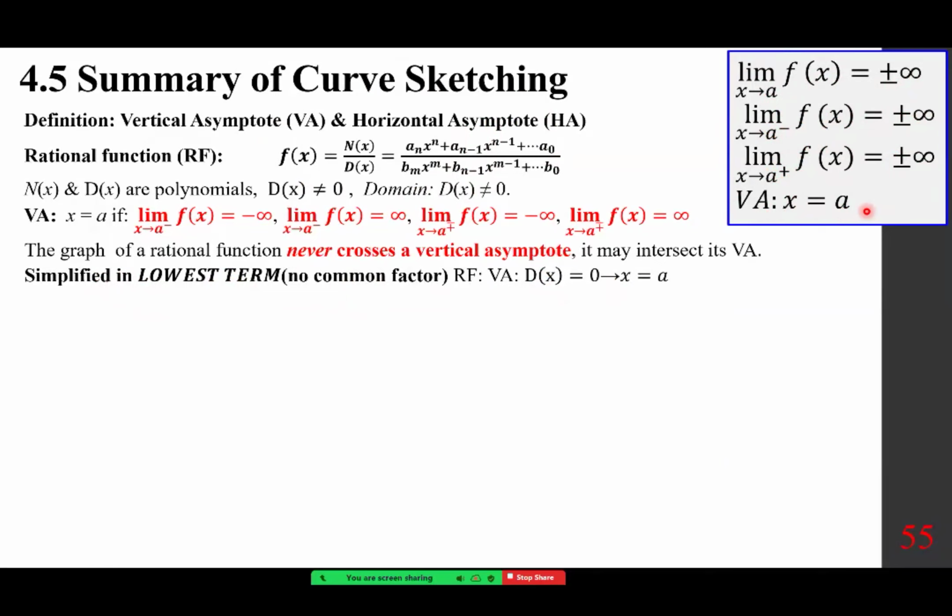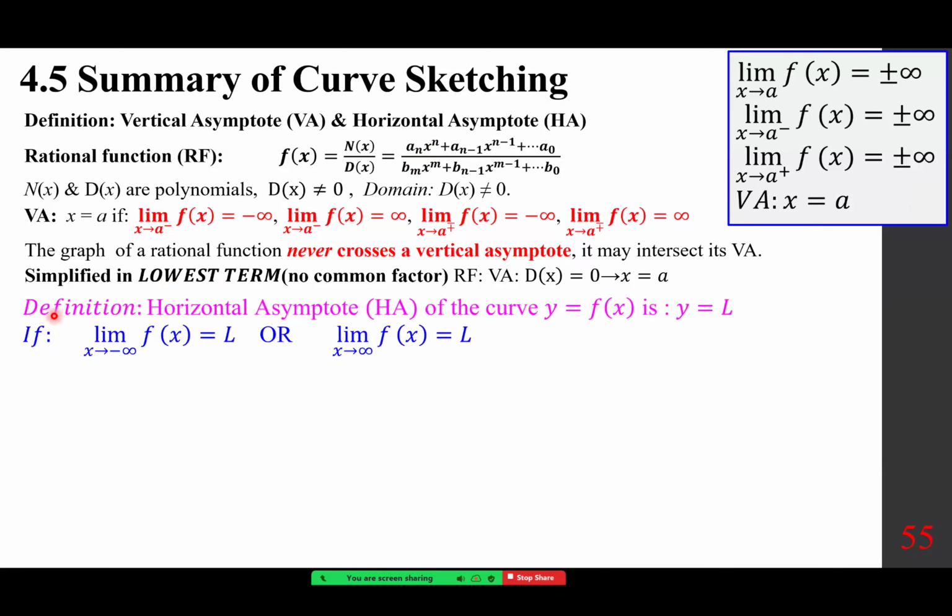Simply put, you have to use that for various functions. For rational functions, you set the denominator equal to 0. It is important to make sure it's in lowest terms, because if there's a common factor between the top and the bottom, you have to exclude that value from the domain. However, it is not a vertical asymptote.